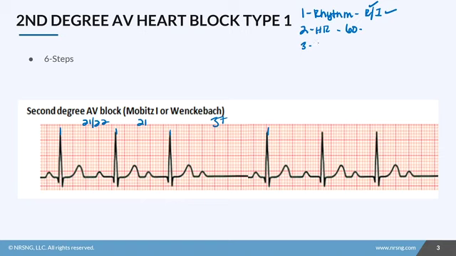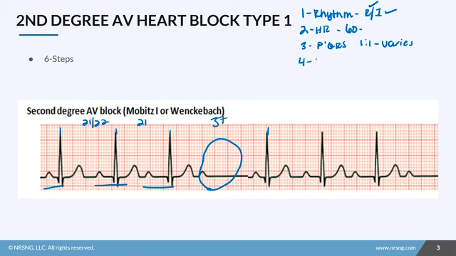And then in step 3, we got to do the P to QRS ratio. Do we have a 1-to-1 ratio? Do we have one P wave followed by one QRS? And here we do, here we do, here we do. However, here we don't. So our P to QRS ratio is 1-to-1, but it also varies because when we drop a QRS, obviously it's not 1-to-1.